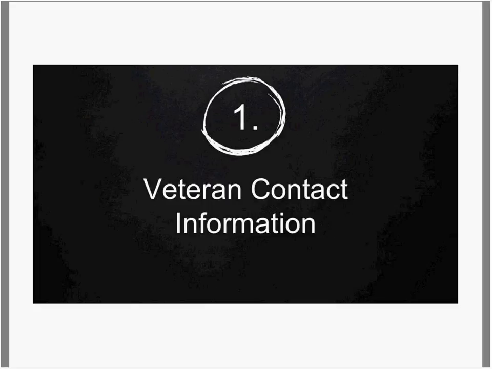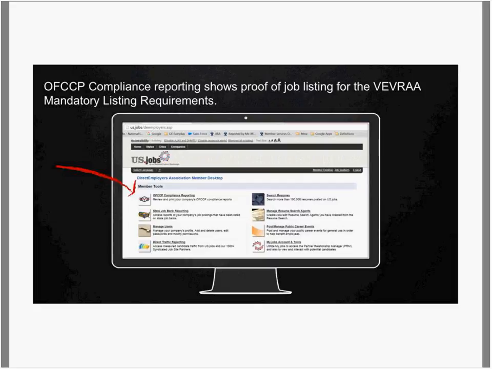First, what we'll talk about is the veteran contact information. As you know, the OFCCP is requiring that you do outreach to protected veterans. For a lot of members, simply getting started can be difficult. We even get contact information and folks to reach out to.